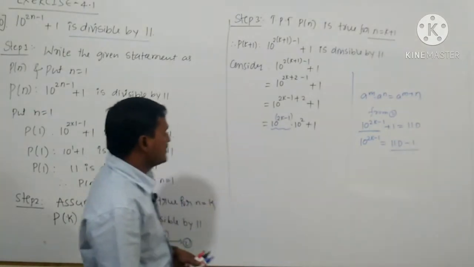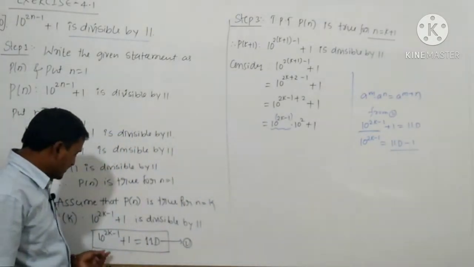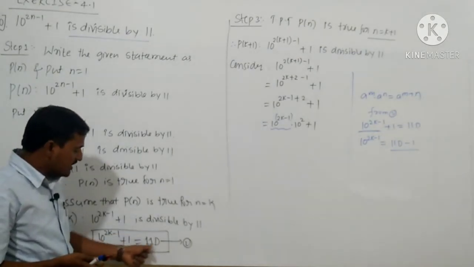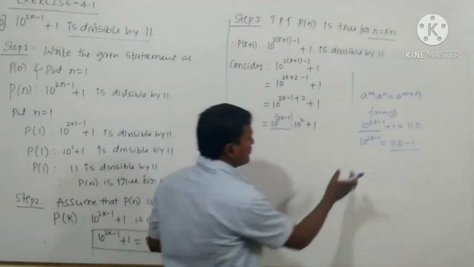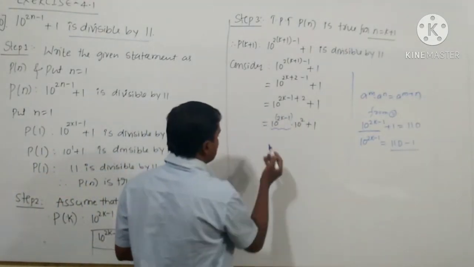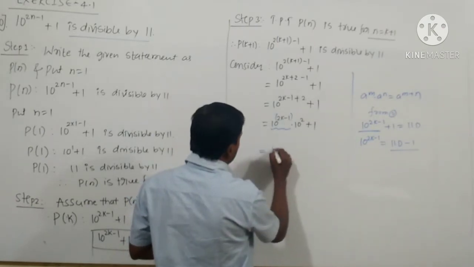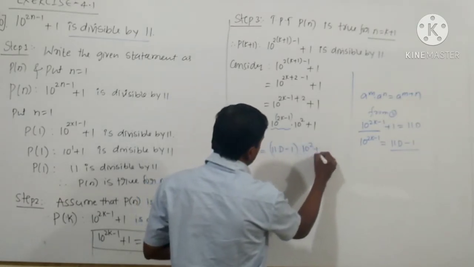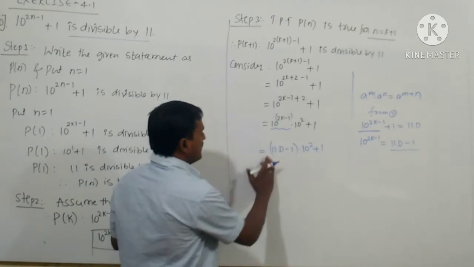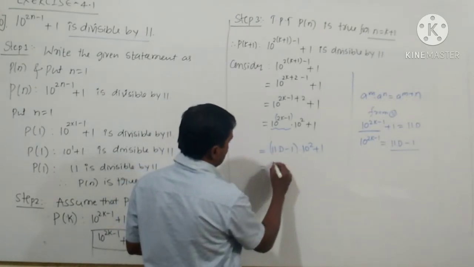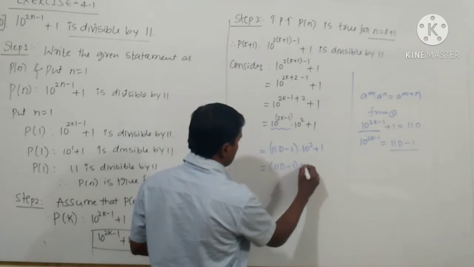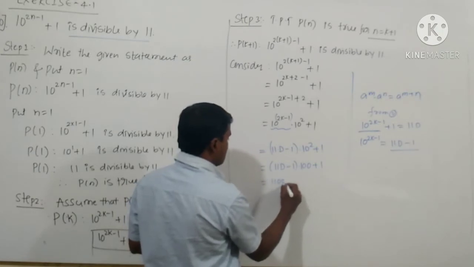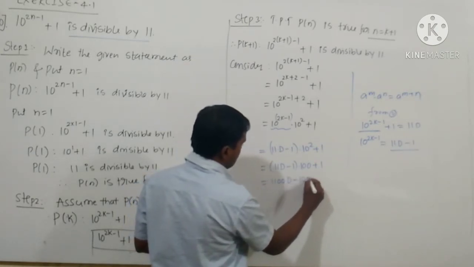So by using equation number 2, what can we replace the value of 10 to the power 2k minus 1 with? 11d minus 1. So I will substitute the value of this in this equation. So here what are we getting? 11 times d minus 1 into 10 square plus 1. Okay, so again multiply this here. Again 11 into d minus 1 into 100 plus 1. So multiply this one. So 1100 into d minus 100 plus 1.